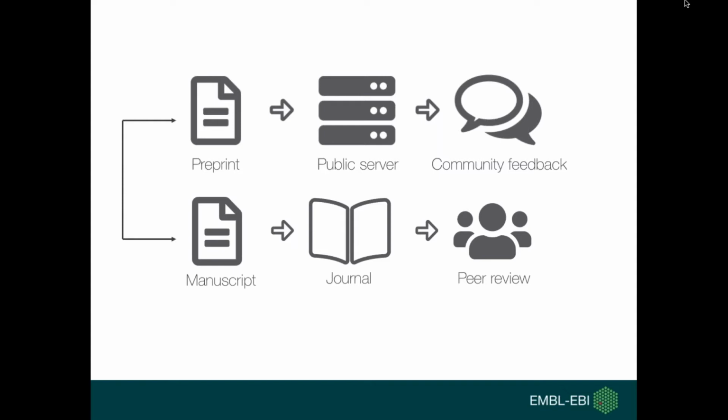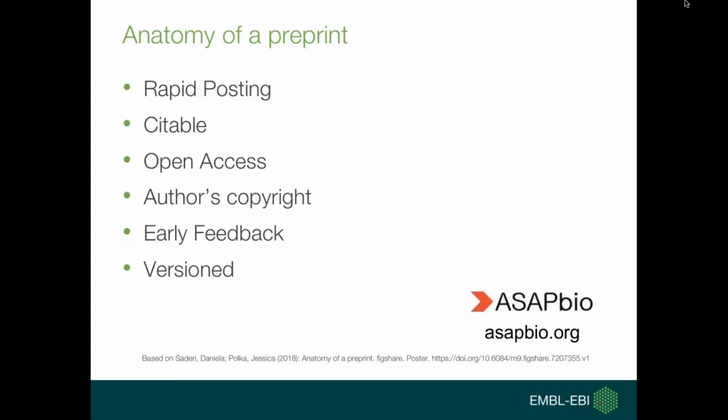publishing, if you wish. Just to highlight what's different about a preprint from a traditional journal article, and this is taken from a website called ASAP Bio, preprints allow for really rapid posting. With traditional journal articles, often it will be the case that it might take a month or even years from the moment where you send a manuscript to a journal to when it appears online.